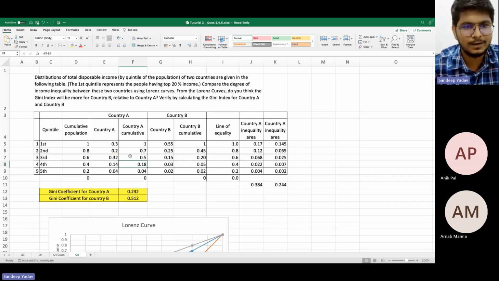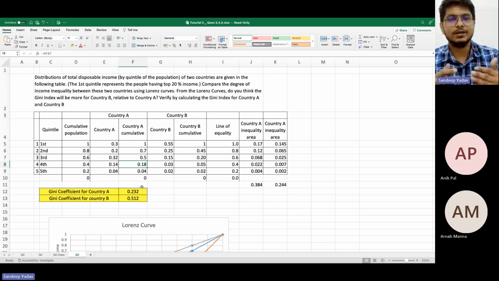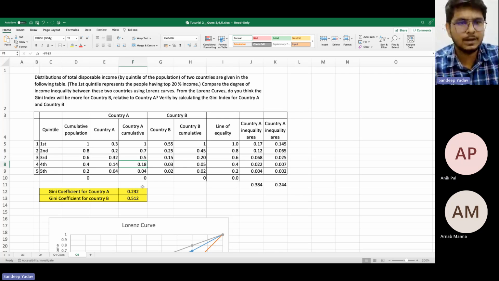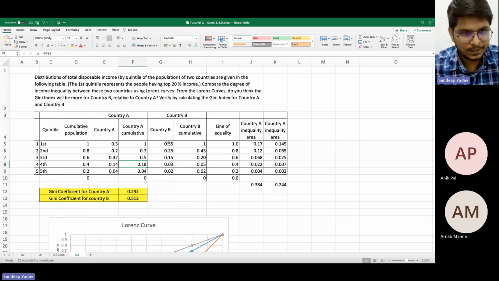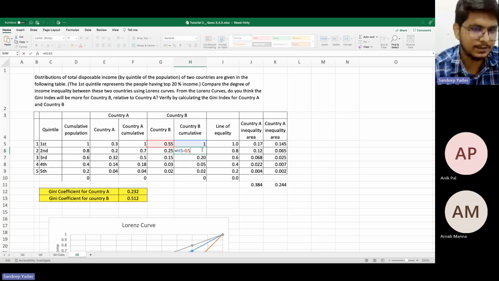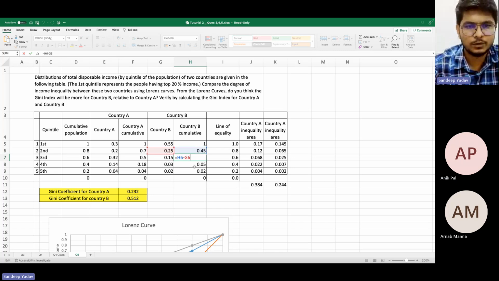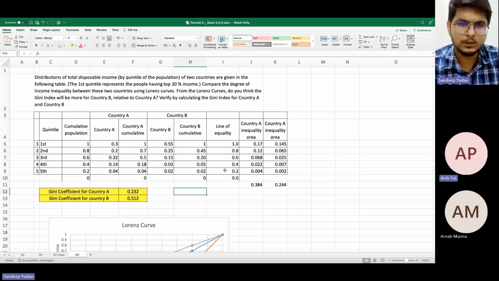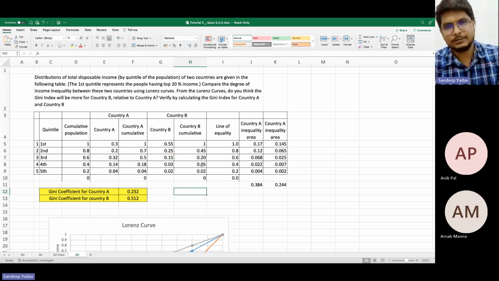In a similar manner, now we are drawing a graph between 0 to 1 to show the countries' cumulative quintiles. And in a similar way, we have been given 55%, 25%, 15%, 3% and 2%. Again, 1 minus 0.45 will be 0.55. Similarly, 0.45 minus 0.25 will be 0.20.